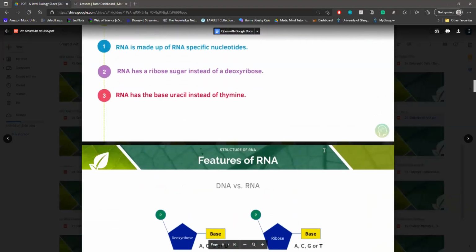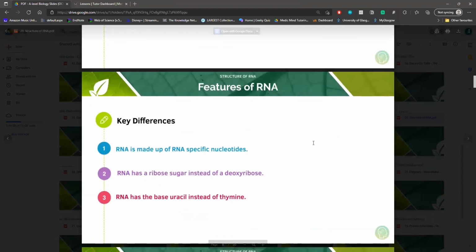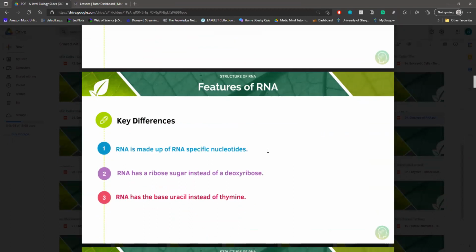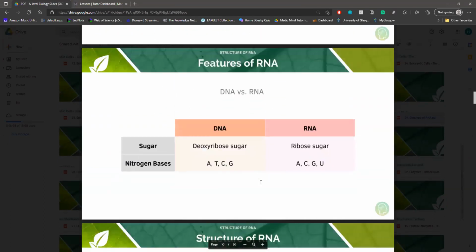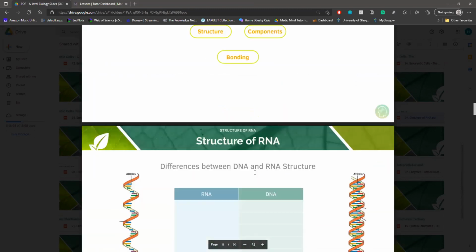RNA structure, components, and bonding. So this is the table that you want to, oh, sorry, that's on me. Okay, we'll go back. So this was basically the stuff that we talked about earlier: RNA has uracil instead of thymine, ribose instead of deoxyribose, the general stuff that we discussed in the last one, but now this is more specific.